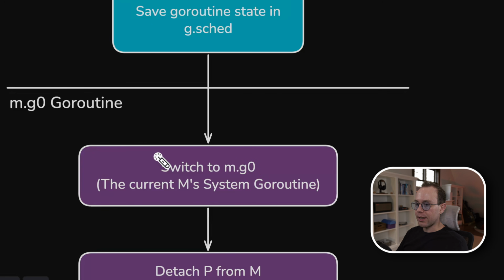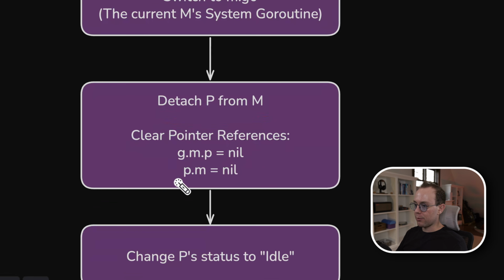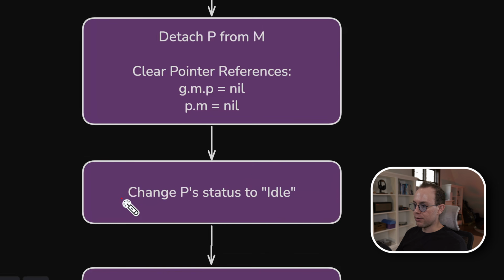Instead of detaching the Goroutine's G struct from the M struct, we're going to detach the P from the M. And again, we do this by just clearing the pointer references that tie them together. And then we'll set the P's status to idle. So at this point, the G and the M structs are still associated with each other, and we have an extra P floating around, which tells the runtime that there is not enough work being done.